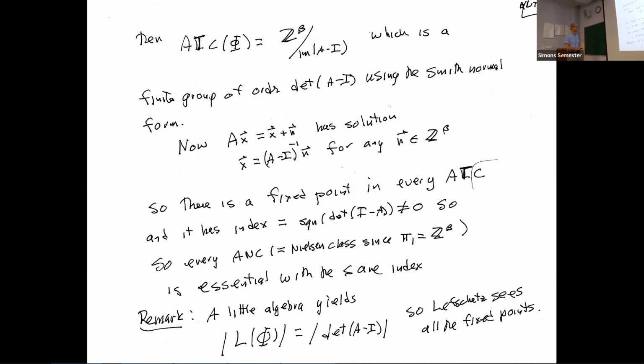And they all have non-zero index, because of the formula we did before for the index of a smooth map. So every abelian Nielsen class in the torus is full and essential, and they all have this same index. And in fact, you have to do a little algebra to see that the Lefschetz formula is this. In higher dimensions it's a little trickier, but you see the Lefschetz formula sees all the fixed points, all the abelian Nielsen classes are full, and each one has exactly one point. So this is the glory of the tori, where everything's as nice as you can imagine.